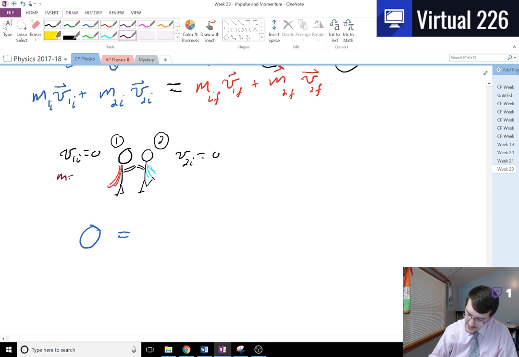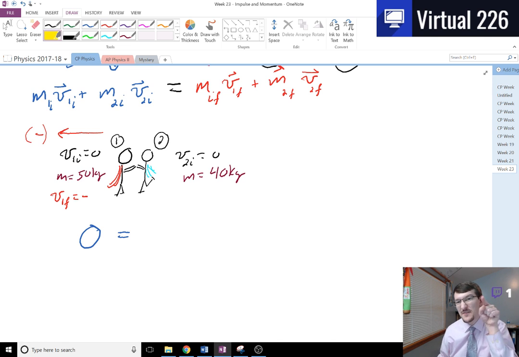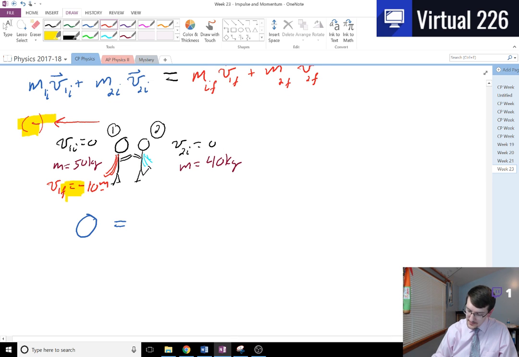If the mass of this skater is, I don't know, let's go 50 kilograms, and the mass of this skater is, I don't know, 40 kilograms. Then after they push off, if we're able to measure this skater's final velocity as negative, because we'll say as this skater's pushing off, he's going to the left, the negative direction, and that's very important. Since direction matters so much here, we need to pay attention to that, because we're going to see it pop up. Let's say he's going negative 10 meters per second.